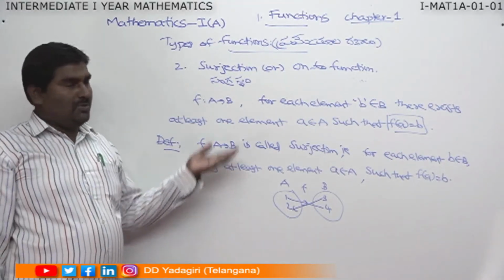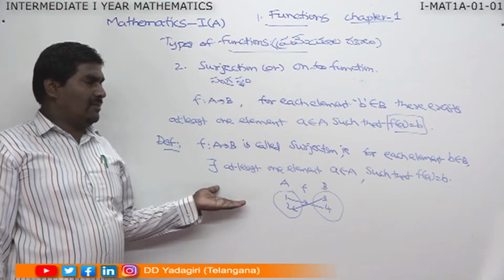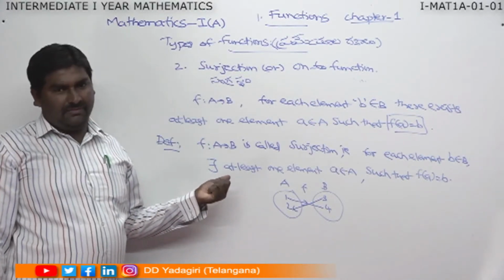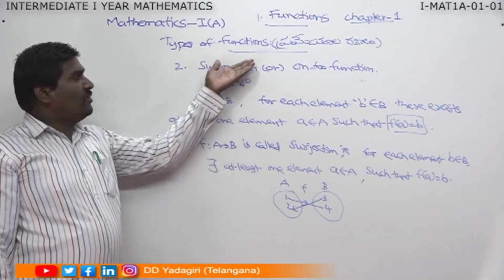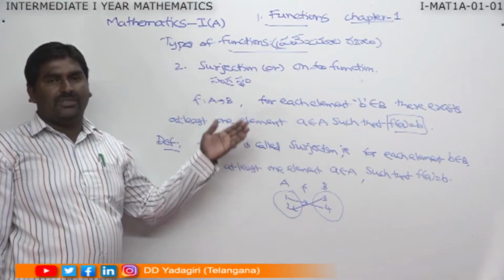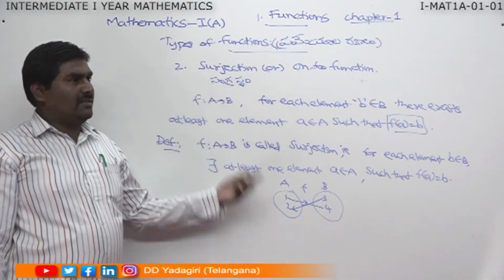So based on these two, injection and surjection, we have another type of function, that is bijection. A function f maps A to B that is both injection and surjection, then we say that the function f is bijection.